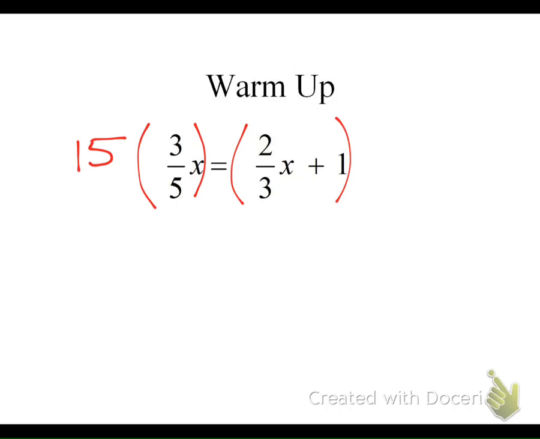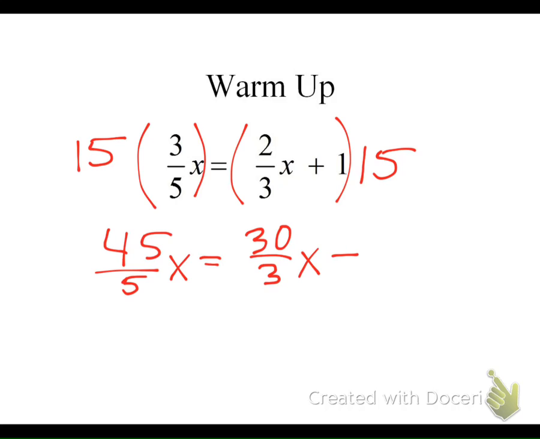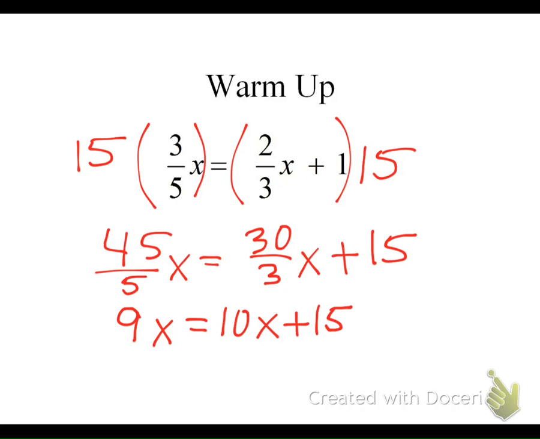Good. I'm going to show the work. If you want to skip this next step, that's completely fine. But this would give me 45 over 5x. Over here, the 15 would give me 30 over 3x plus 15. Then we'd simplify, so I have 9x equals 10x plus 15. You can go straight from the original to this if you can. Not a big deal. What do I do now?